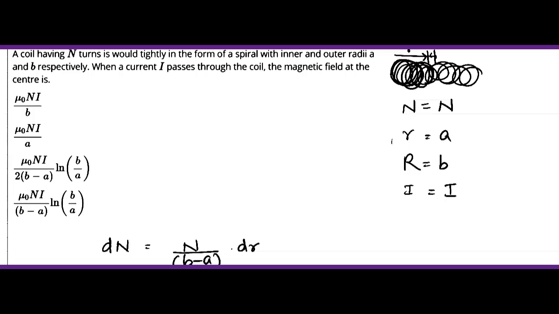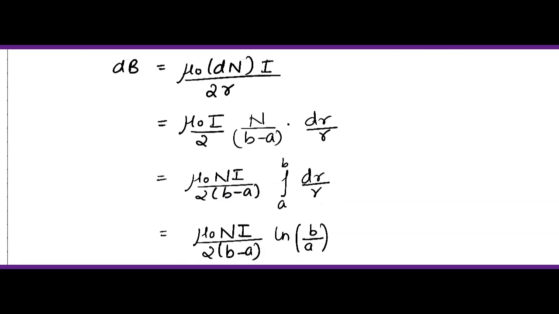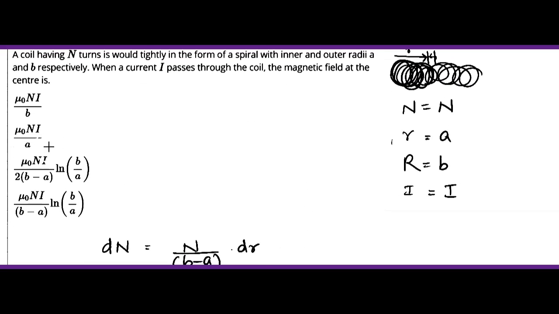So our answer would be option mu naught nI by 2(b minus a) log b by a. That is option C. That is our answer. Thank you.